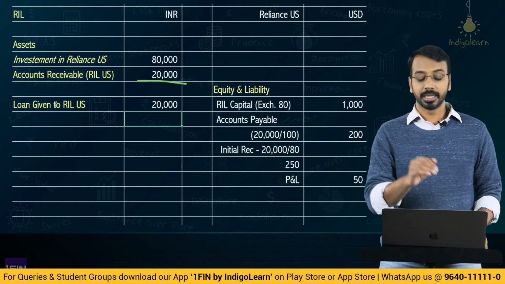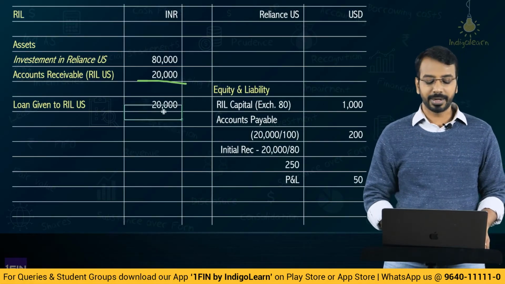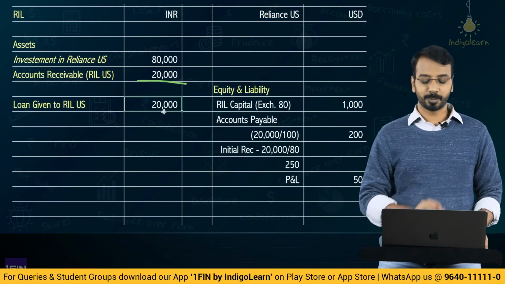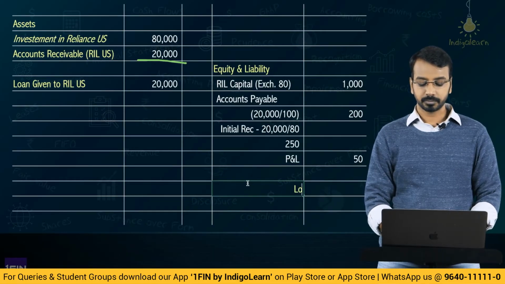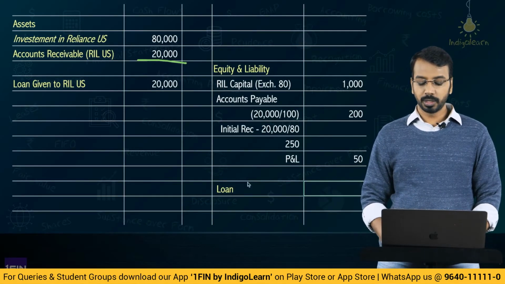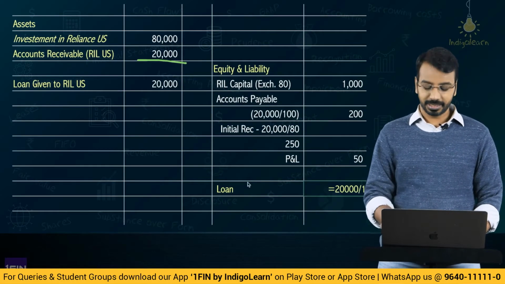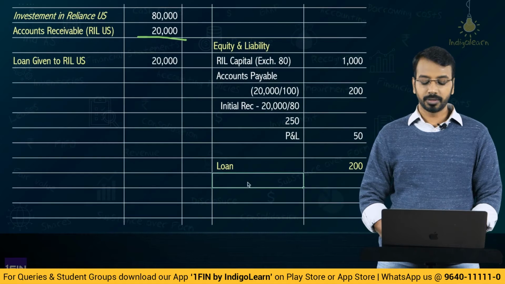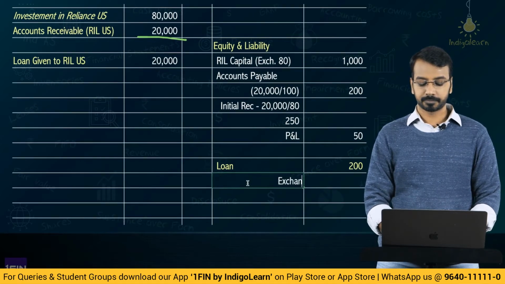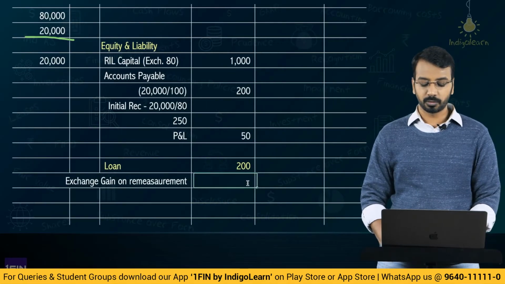But is the loan a monetary item? In the books of the branch, is the loan a monetary item? Of course, yes, you know the amount to be repaid. The amount to be repaid is 20,000. So, this is a monetary item. Now, when you come to the equity and liabilities here, let us say you also have a loan, and this loan is 20,000, recorded initially at 80, but at the end of the period it is to be recorded at 100 because it is a monetary item. So, you will record the loan at 200. On this also you will have an exchange gain on remeasurement.